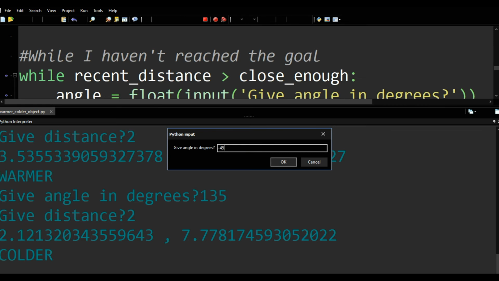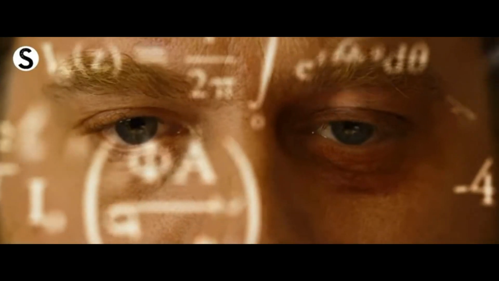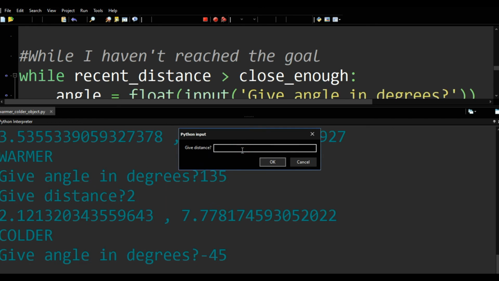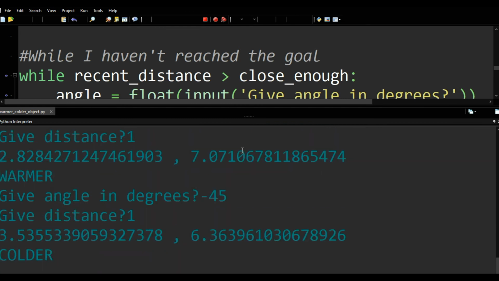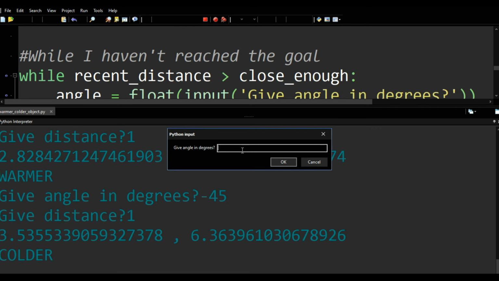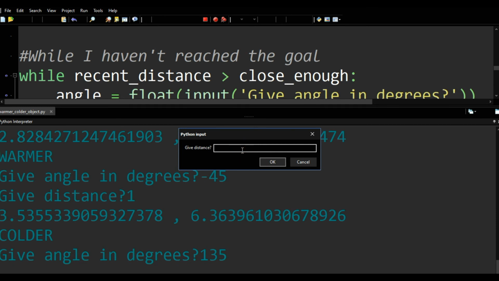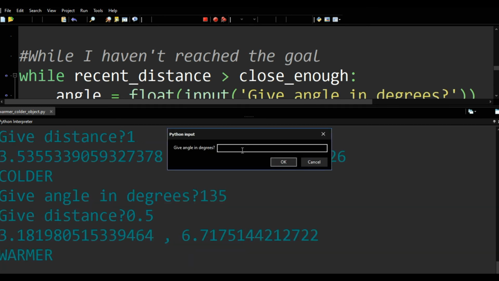Now, if I put in negative 45 degrees, I'll basically have rotated down and to the right. I'm sorry, I'll have rotated from facing to the right to facing more down. And let's move just a distance of 1 and see how that gets us. Okay, a little bit closer even. I'm really a little bit unsure which direction to go now. I'm going to move in that negative 45 again, just by a distance of 1. So I'm going to try and shrink how far I'm moving and get a little bit closer. All right, so that didn't work for me. So let's revert back. Let's move just a half in the better direction. Okay, that got me warmer.